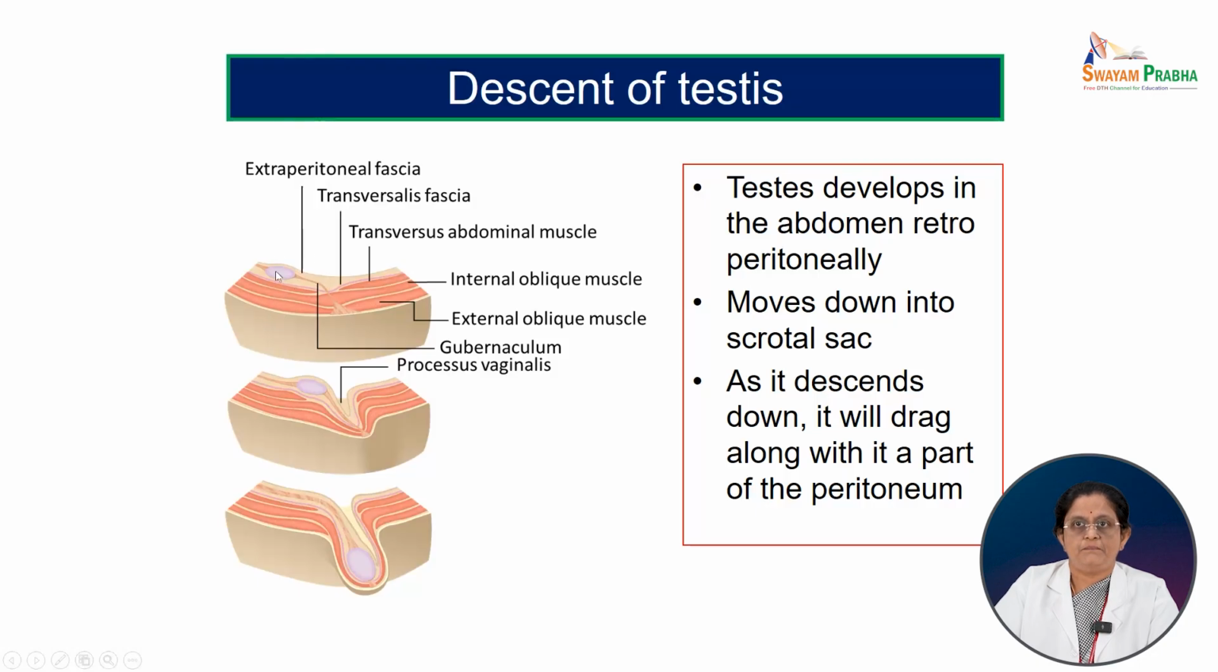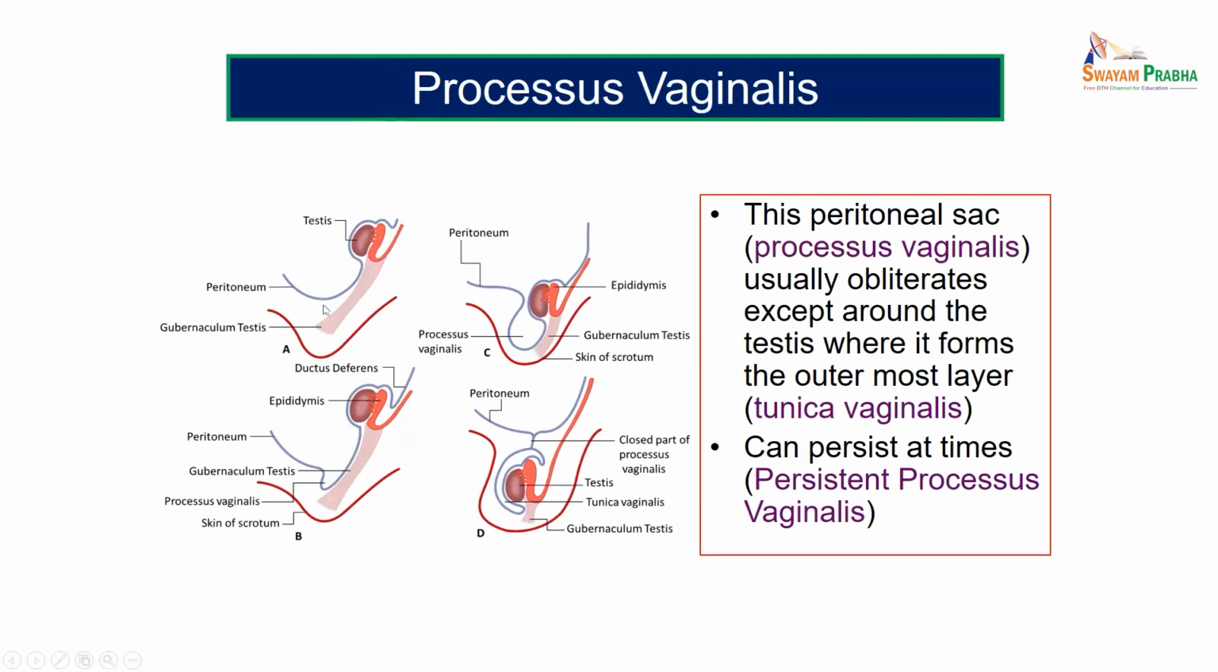Testis is going to develop in the abdomen retroperitoneally. From the abdomen, it has to traverse the anterior abdominal wall and finally it has to reach the scrotum. So, the passage through which it is going to pass is going to become the inguinal canal in the lower part of the anterior abdominal wall. As it descends, you can see from the picture that it is going to drag a pouch of peritoneum, and this pouch of peritoneum is called the processus vaginalis.